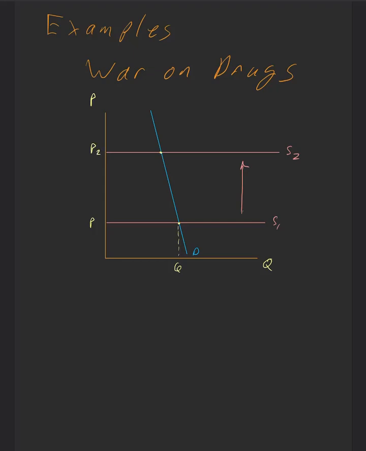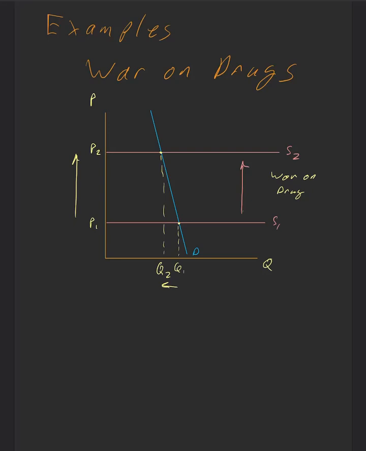All right, so we've got price 2 and we have quantity 2. So here's the war on drug effects, and it dramatically reduces supply. The problem is, because demand is inelastic, a reduction in supply leads to a very small change in quantity in conjunction with a very large increase in price.